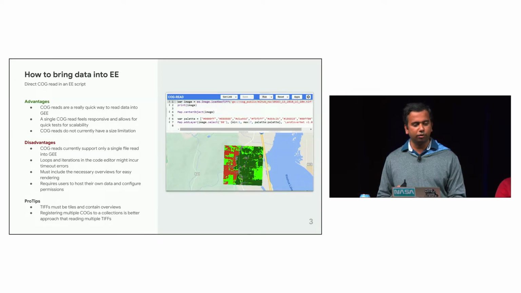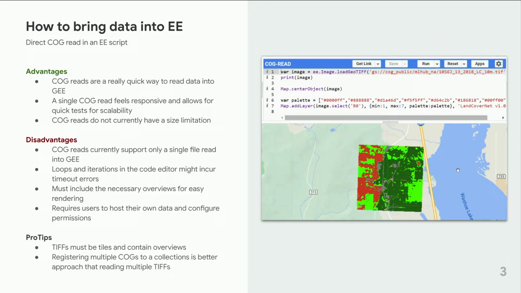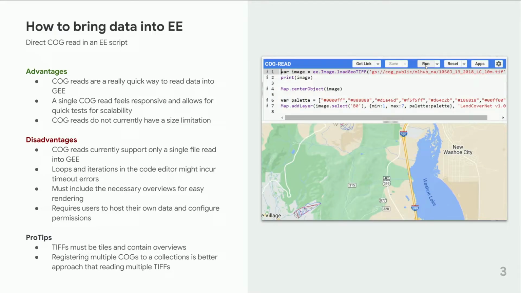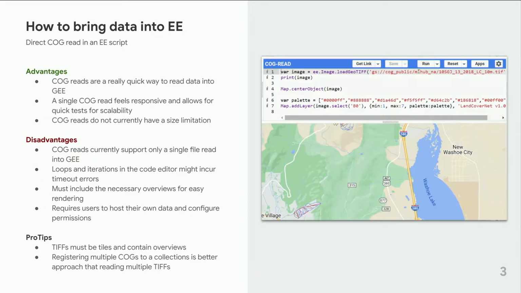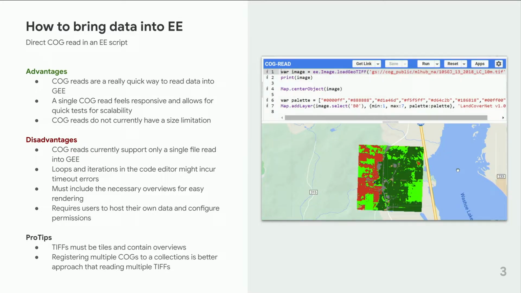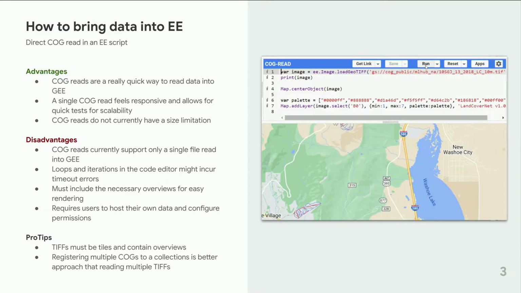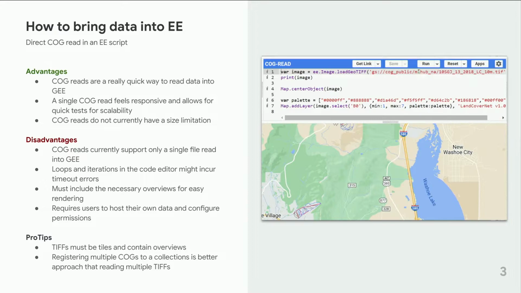Okay, the last two are the direct COG reads and COG collections. I'm just going to go quickly over the advantages of this one. This is useful for single COG reads. If you have cloud-optimized GeoTIFFs, you can point to an existing asset and ingest it, or you can load it into a code editor window, no ingest required. This is useful for people who already know that their assets are cloud-optimized GeoTIFFs. Right now it's doing a single COG read, and it feels responsive and allows for a quick test for scalability.